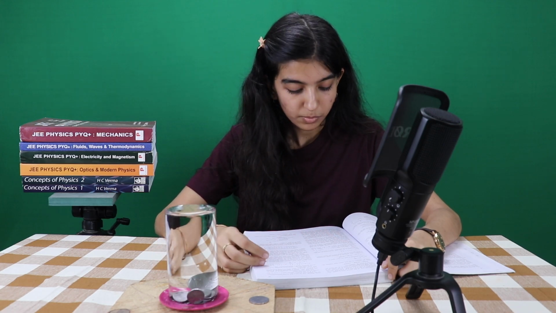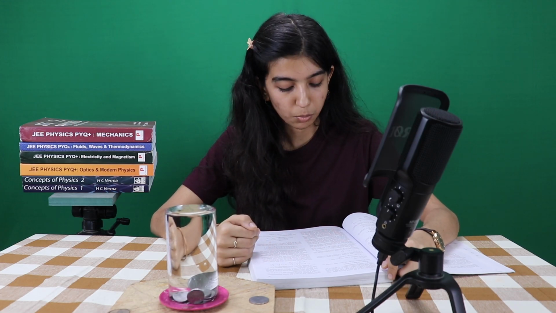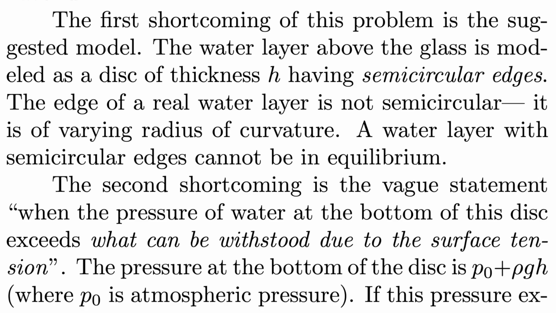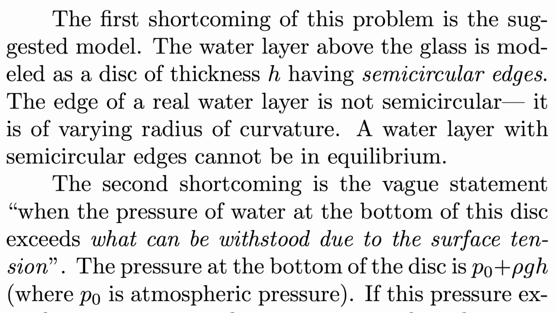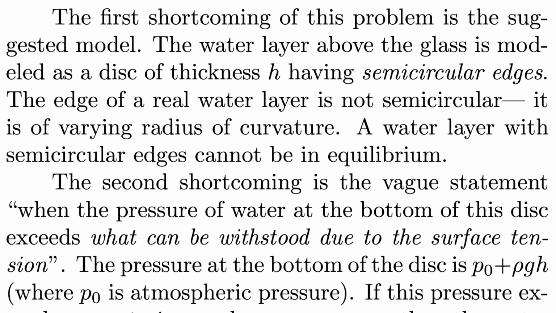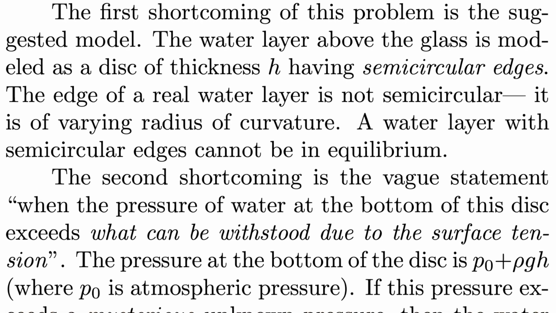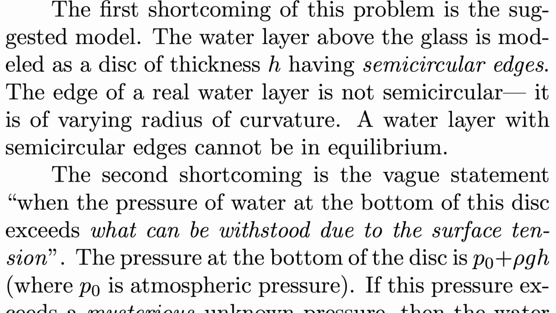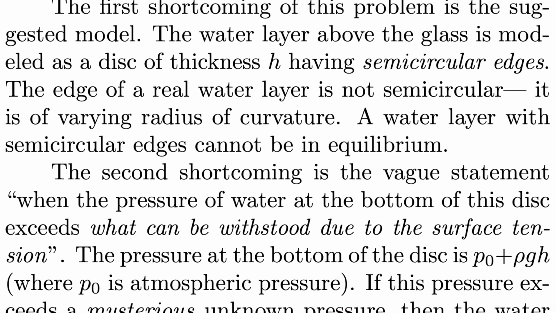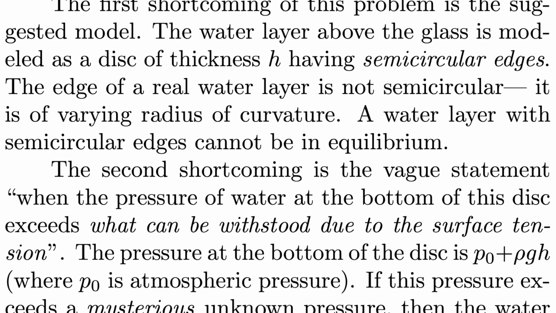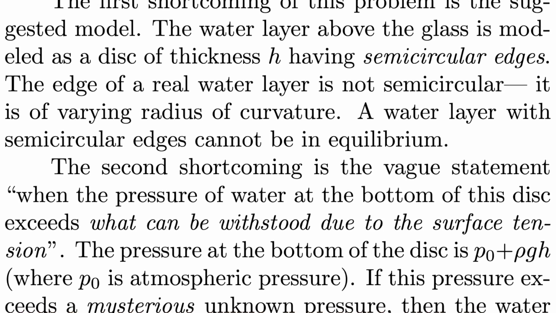And then it proceeds to pointing out the first and second shortcoming of this problem. First being the suggested model itself. It says, the water layer above the glass is modeled as a disk of thickness h, having semicircular edges. The edge of a real water layer is not semicircular. It is of varying radius of curvature.